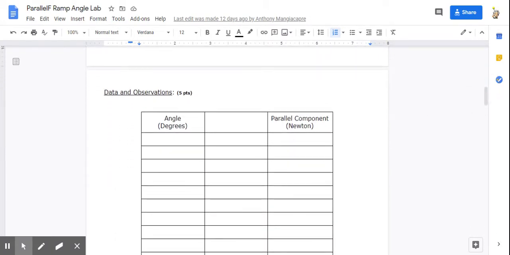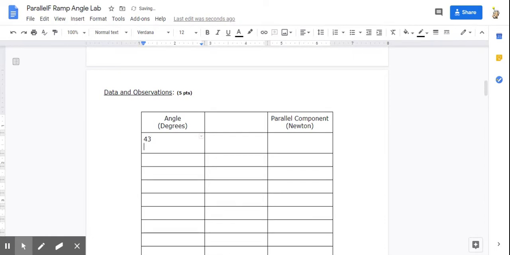Now, here's something I'm going to talk about. We want to do a plot, but there is no real relationship between the parallel component that we measured in newtons and the angle. What were the angles? The angles were 45, and I think we went down by 5. So 45, there was 40, there was 35, and on and on and on.